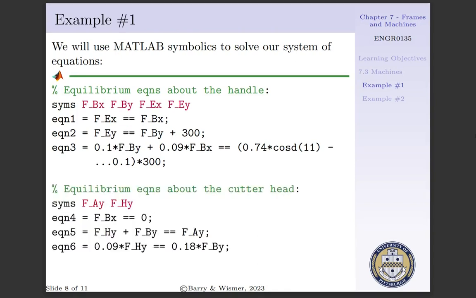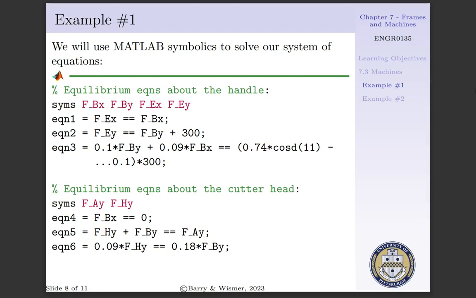Next, we'll apply our equilibrium equations about the cutter head. We will define the symbols Fay and Fhy. Equation 4, which is the summation of forces in the x direction, takes the form Fbx is equal to 0. Equation 5, which is the summation of forces in the y direction, takes the form Fhy plus Fby is equal to Fay. Equation 6, which is the summation of moments about point A, takes the form 0.9 times Fhy is equal to 0.18 times Fby.